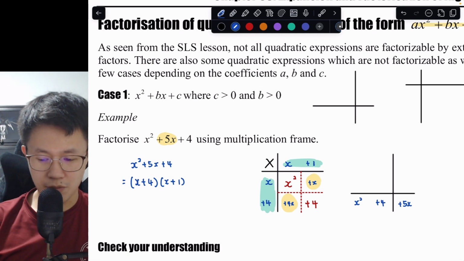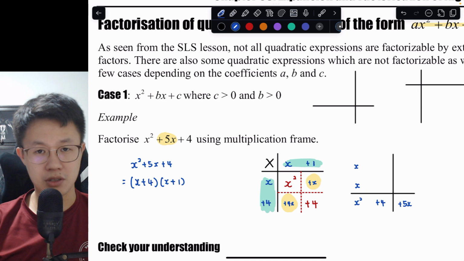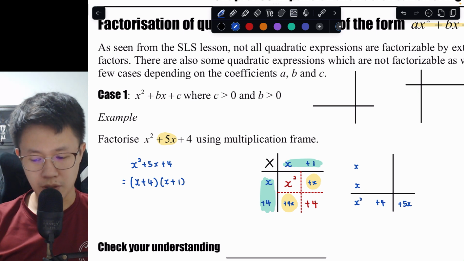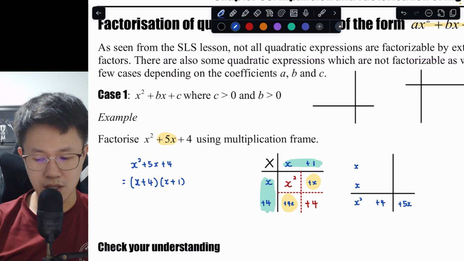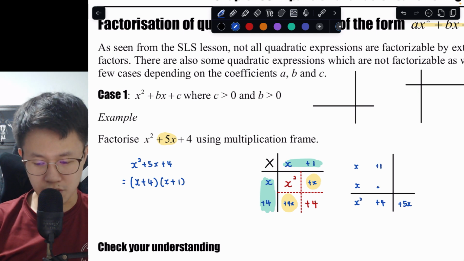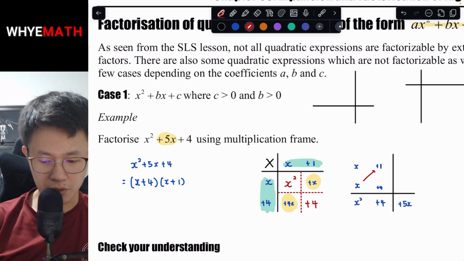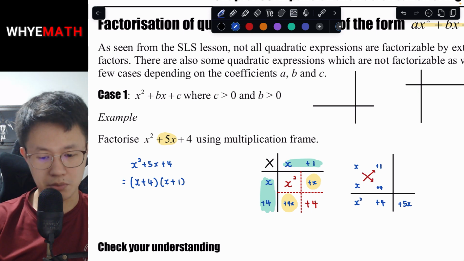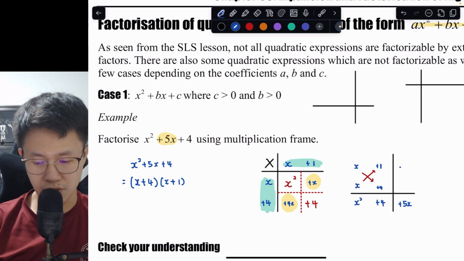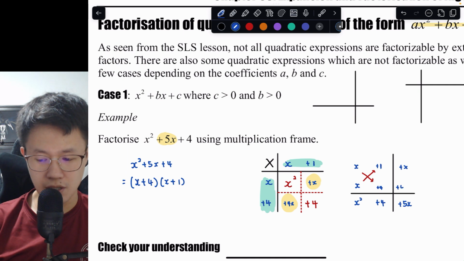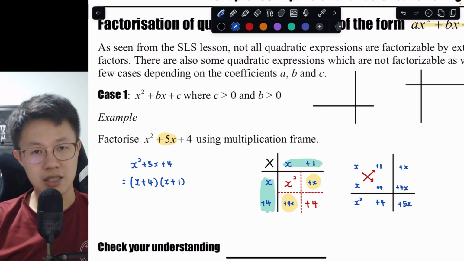We will ask ourselves the same question: what multiplies to give x squared? Now from here, I will ask myself the same question: what times what gives me 5, and in this case, positive 1 and positive 4. Of course, and then we will do what we call a cross multiplication. When we do cross multiplication, we get, in this case, positive x and positive 4x. And there we go. That is case 1.